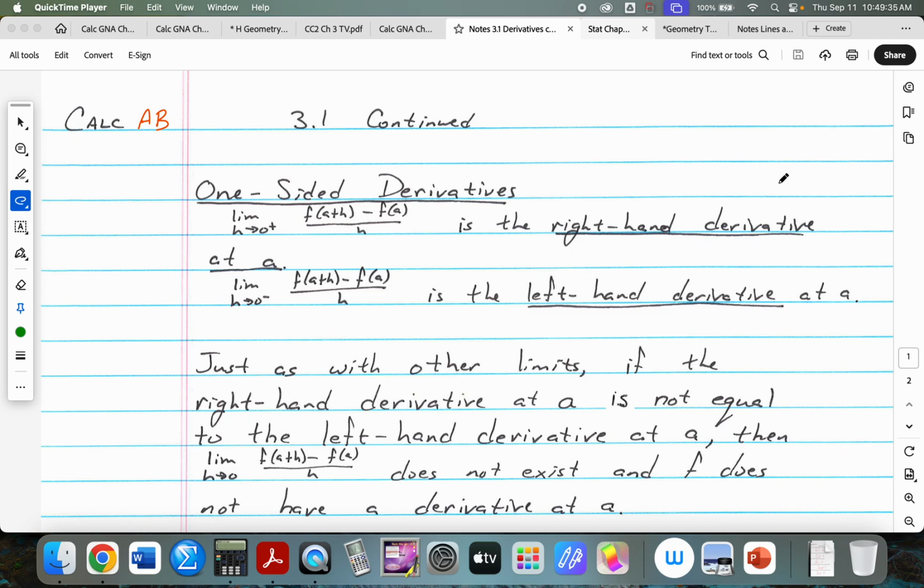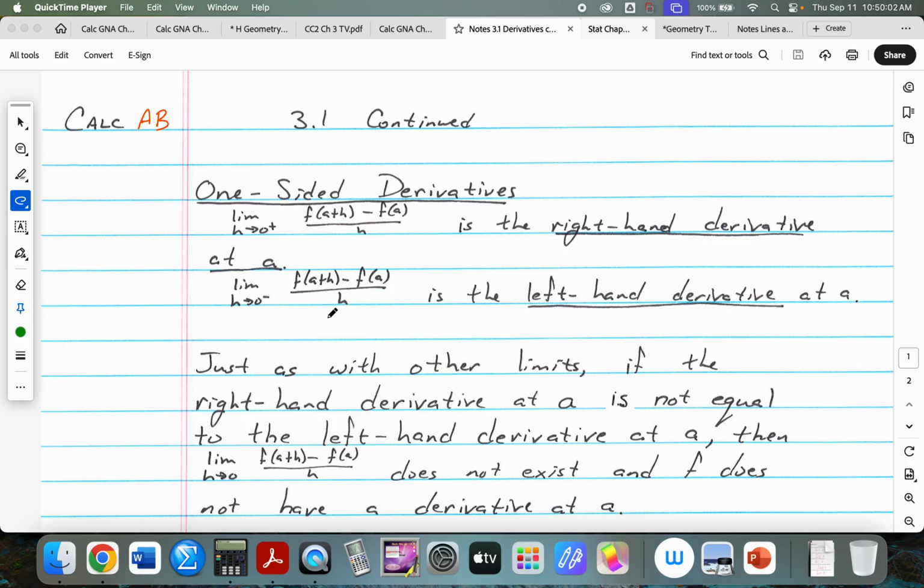All right, continuing our discussion of derivatives, today we're going to look at one-sided derivatives. So if we take the limit as h approaches 0 from the right of our difference quotient, f of a plus h minus f of a over h, that's the right-hand derivative at a. And it may or may not exist.